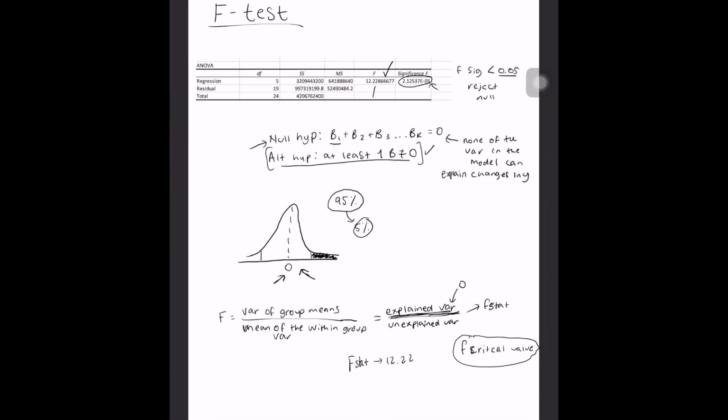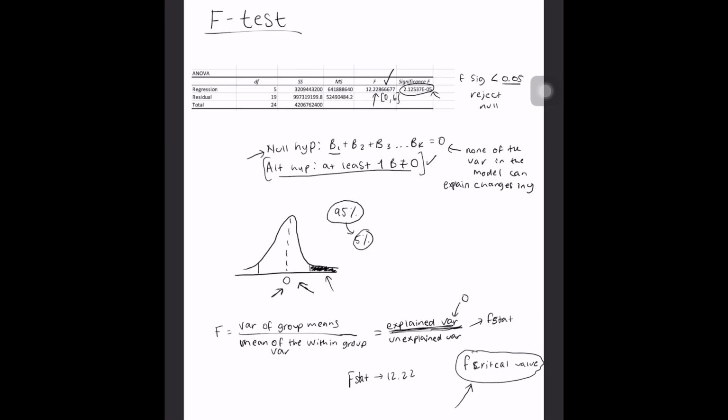If your F statistic is greater than 6, you know for sure you have enough evidence to go ahead and reject your null hypothesis. But if you're not really sure and your F statistic is between 0 and 6, you can do one of two things. You can go to your textbook and find the F critical values at the correct degrees of freedom, which in this case would be 5 and 19, and you can compare the F to the F critical. If the F value is greater than the F critical, then you can reject your null hypothesis.